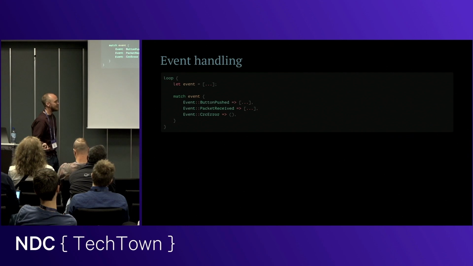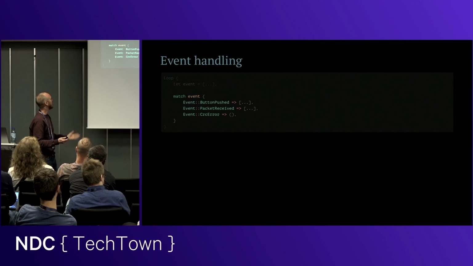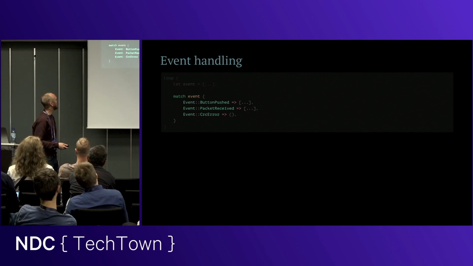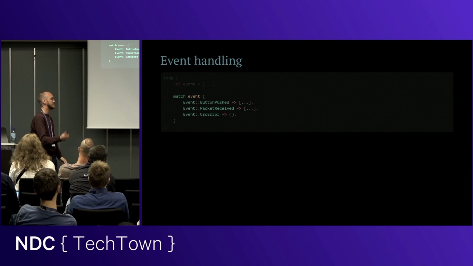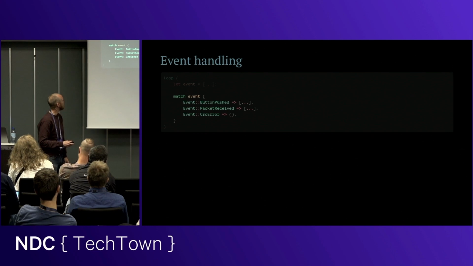Okay, so we have the event. Now we can handle each of the three cases. If we get the CRC error, we just continue looping, so that's not really interesting. But the button pushed and packet received, that's where the magic happens.